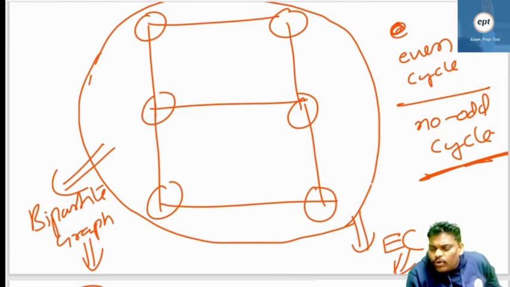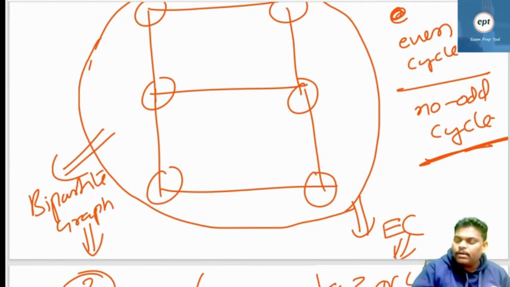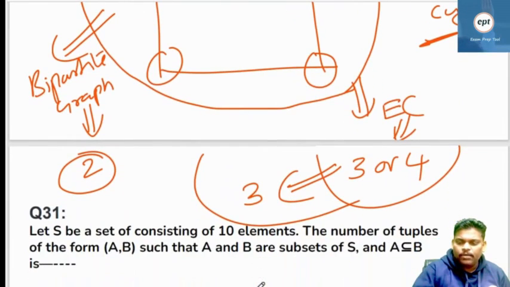3 or 4? Okay. Is it a bipartite graph? Edge chromatic number, 3 or 4? What is the answer? 3. We have only two answers, 3 or 4. Bipartite graph, 3. Edge chromatic number answer is maximum degree or maximum degree plus 1. Only 2 answers, 3 or 4. But bipartite graph, 3. Right? Please take care.